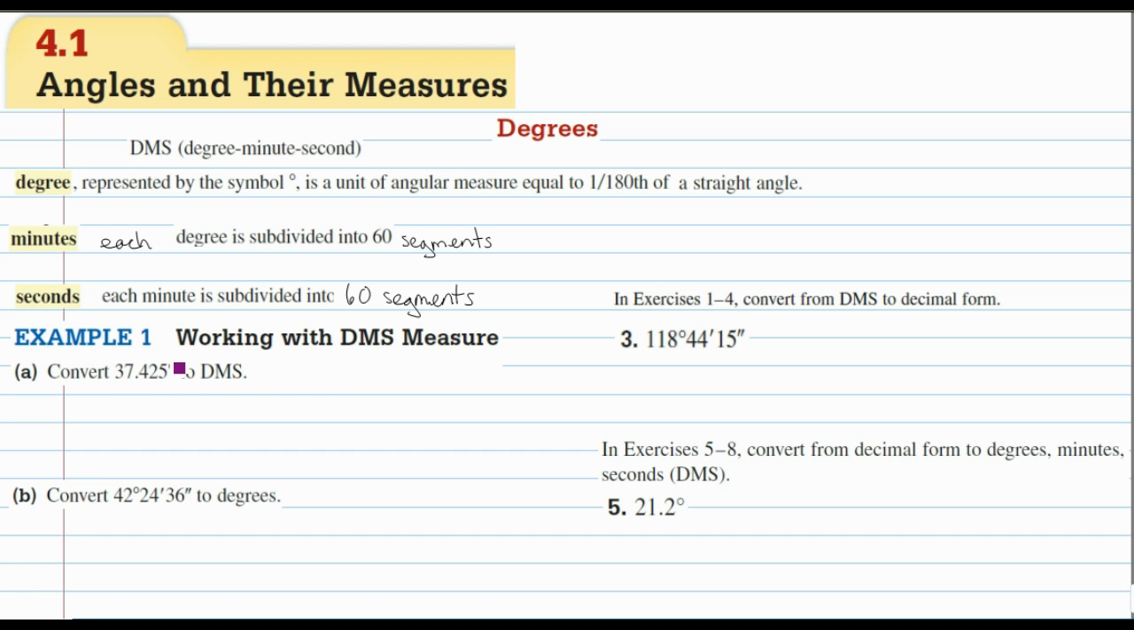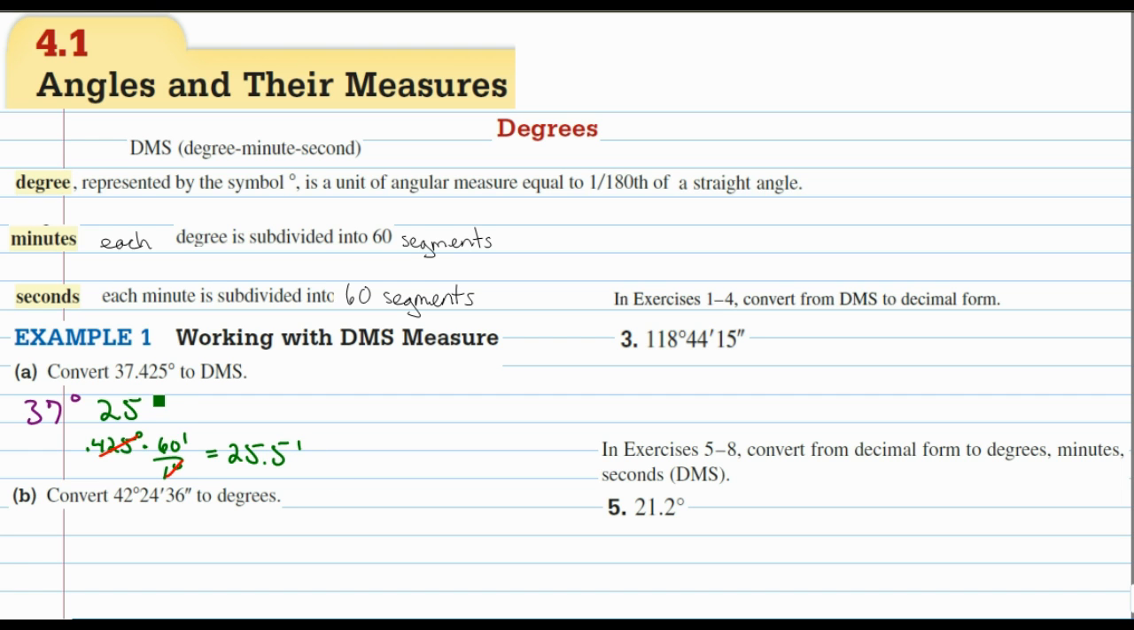So if we're going to convert 37.425 degrees into degrees, minutes, and seconds, there are 37 whole degrees in 37.425 degrees, but then there's only 0.425 of a degree left, which is a little less than half of it. So if I know there are 60 minutes in a whole degree, I know there's going to be a little less than 30 minutes in this 0.425. So if I take 0.425 degrees and multiply by the fact that there are 60 minutes in 1 degree, degrees will cancel, and 0.425 times 60 is 25.5 minutes.